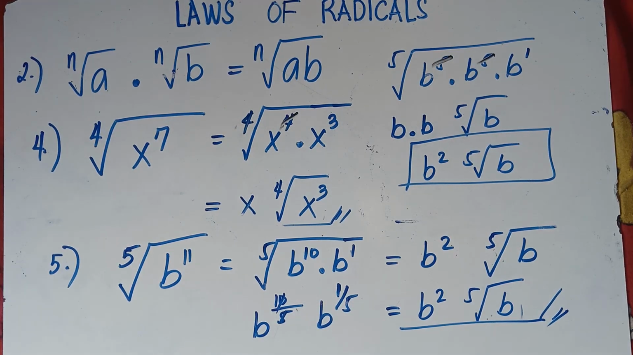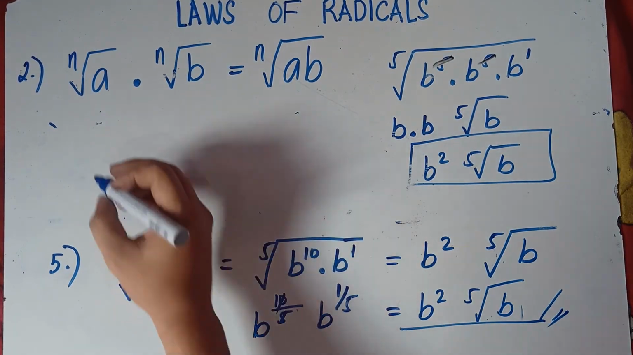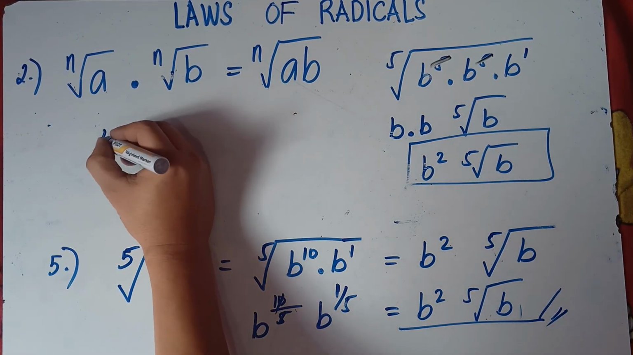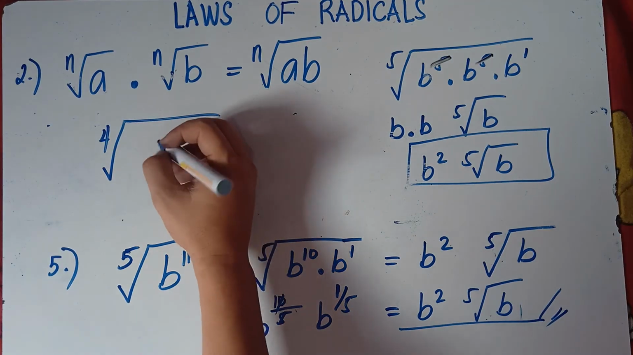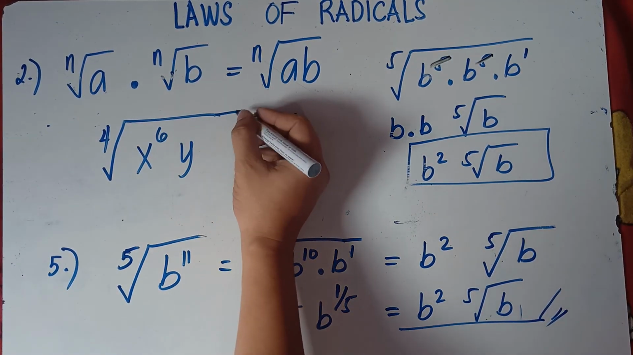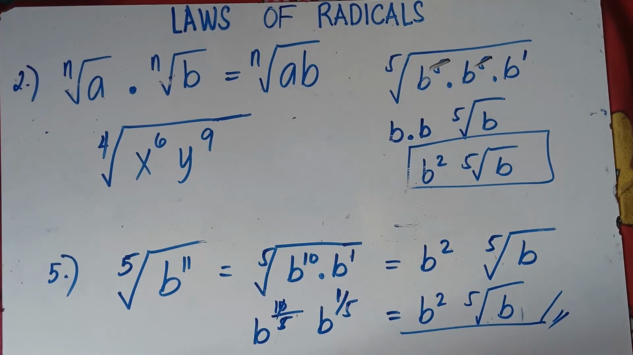Alright, so that's rule number 2. Quite tricky, right? For the last part. So you try this one, class, and you put your answer in the comment section down below. What if you have the fourth root of x raised to the power of 6 and y raised to the power of 9? What would be your answer, class? You try this one and you put your answer in the comment section down below. Let me check if you really understand our topic.